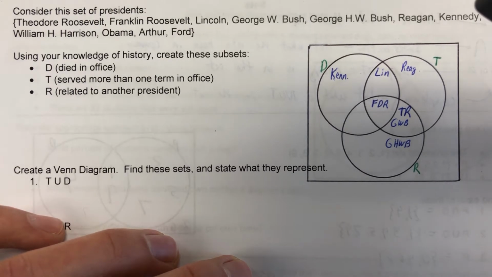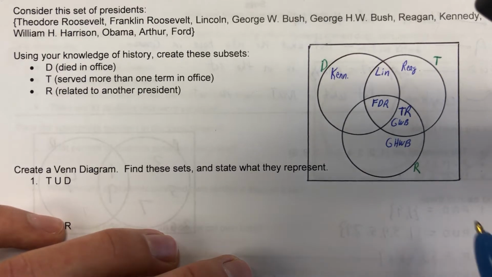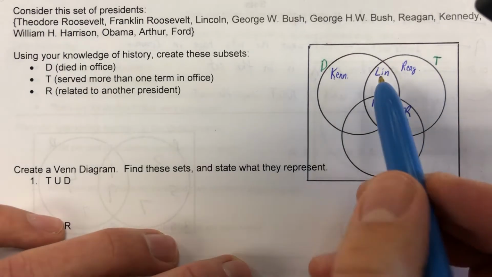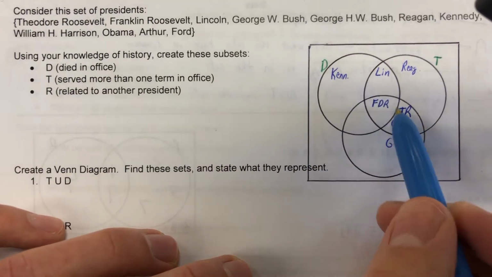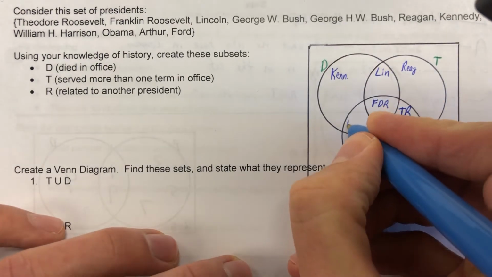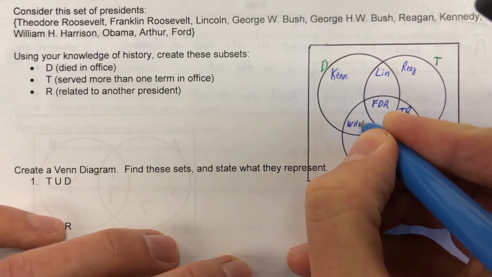There is another Harrison, and William Henry Harrison is, oh, good grief, Benjamin Harrison. I couldn't think of it. I wanted to say George Harrison. That's the wrong Harrison. George Harrison is one of the Beatles. Anyway, William Henry Harrison died in office and is related to another president. So William Henry Harrison goes here.